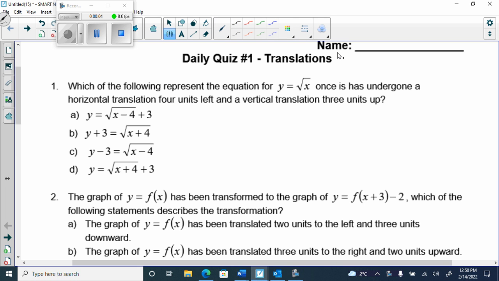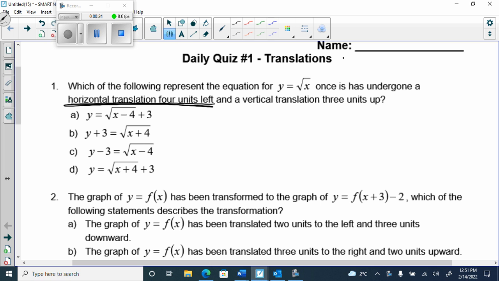Okay. So the first one says, which of the following represents the equation of y equals square root x once it has undergone a horizontal translation 4 units left? So when anything goes from words into equation and it does something to the x, it does the opposite, except for reflections. They just negate it, right?